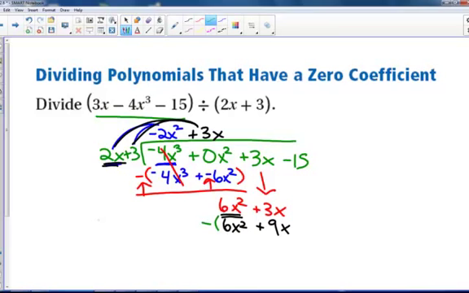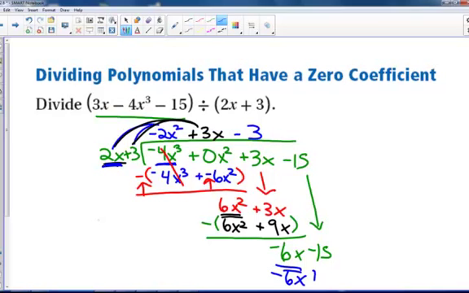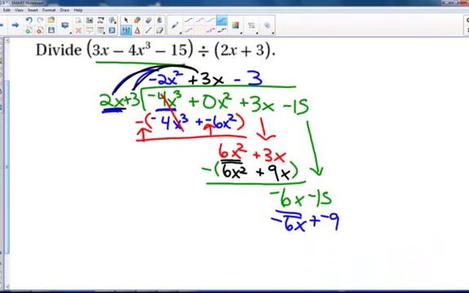Subtract the whole thing. Negative 6x. We're now going to bring down the negative 15. 2x times what is negative 6x? And that'd be negative 3. Negative 3 times 2x is negative 6x. Negative 3 times 3 is negative 9. Subtract the whole thing. And we get negative 6.